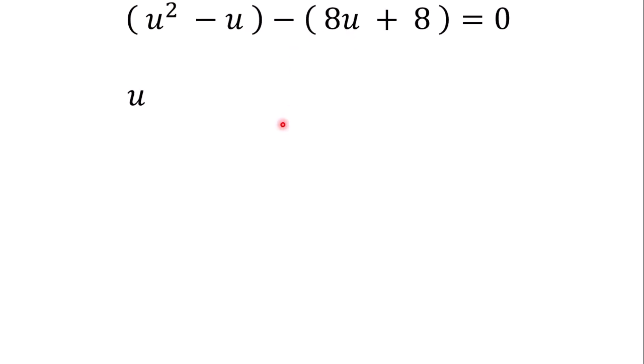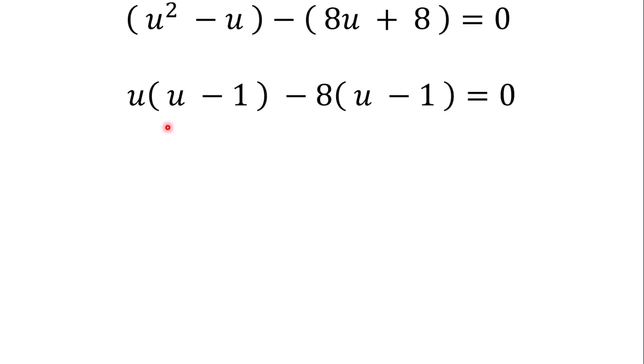Okay. So after bringing the common factor out, that is what we have gotten. That is u into bracket u minus 1 minus 8 into bracket u minus 1, and all equal to 0. Alright, so here we are having this one here is the same thing as well, this one here.